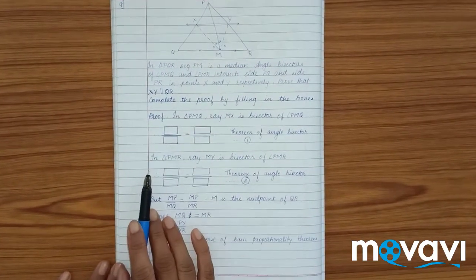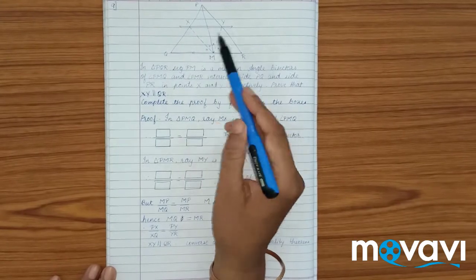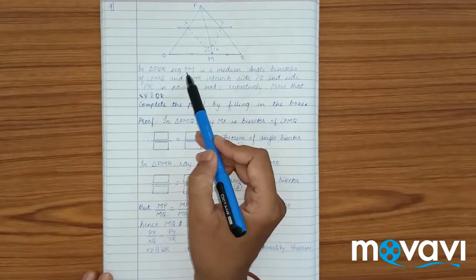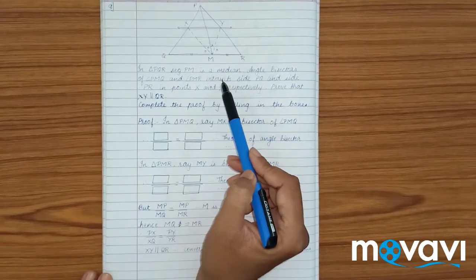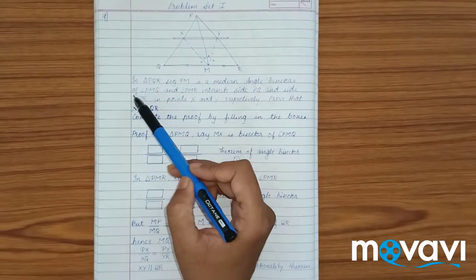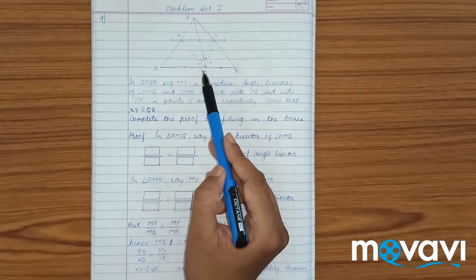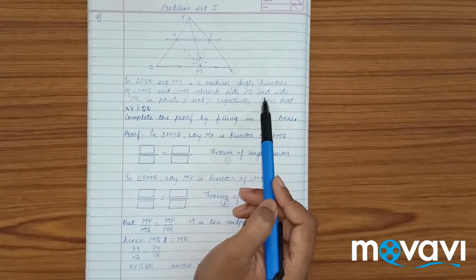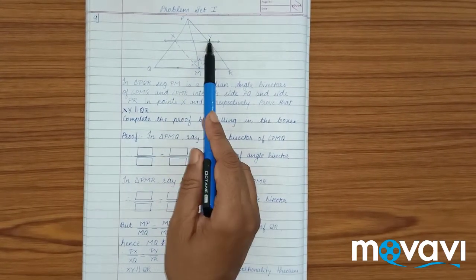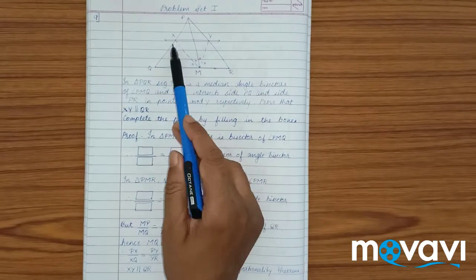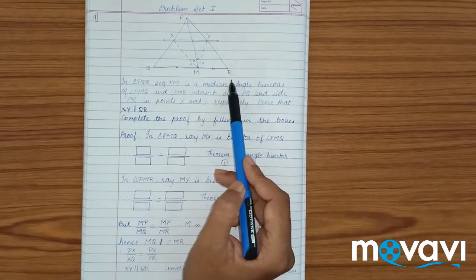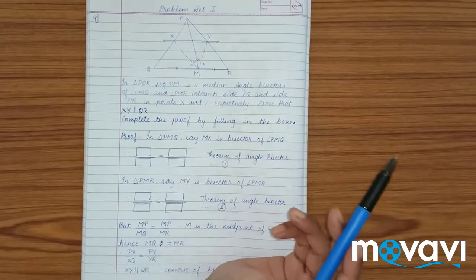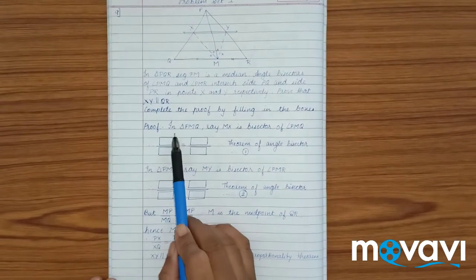So this is the 9th example now from problem set 1. This is the diagram given. Let us read the question. In triangle PQR, segment PM is median. Angle bisectors of angle PMQ and PMR intersect side PQ and side PR in points X and Y respectively. Prove that XY is parallel to QR. So this is an activity. We are supposed to complete the proof by filling the boxes. Let us see how to fill it.